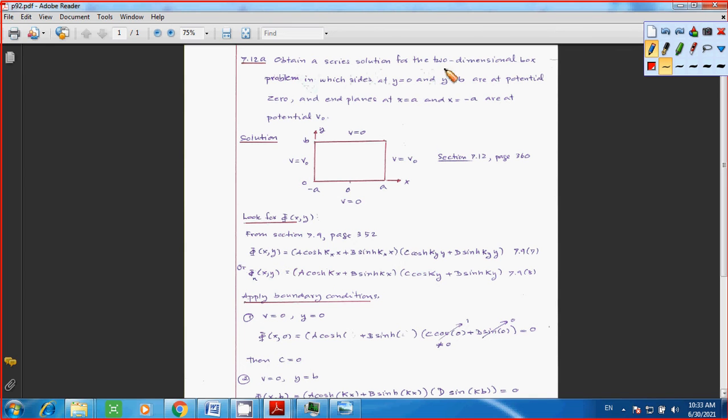Obtain a series solution for the two-dimensional box problem in which the sides at y equal to 0 and at y equal to b are at potential 0. So y equal to b and y equal to 0, you have the potential 0. And the planes at x equal to a and x equal to negative a are at potential V0. This is your x equal to a, negative a, and at x equal to a, you have potential V0. That's the boundary conditions.